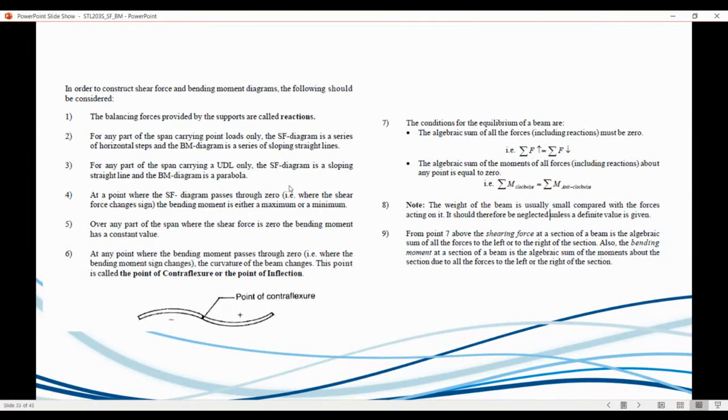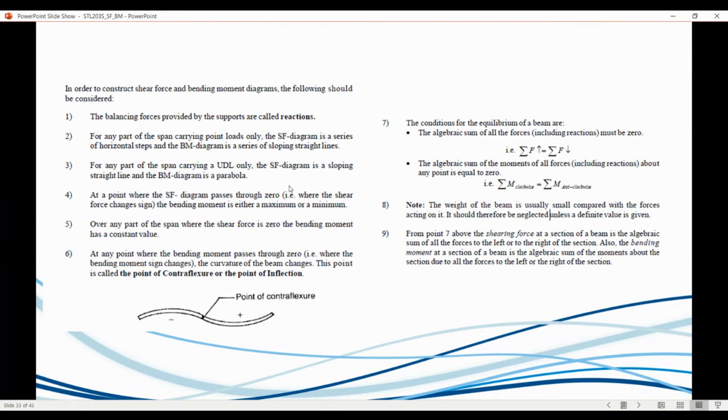That's normally the case. Another important thing is something called the point of contraflexion or the point of inflection. At any point where the bending moment passes through 0, where the bending moment sign changes, the curvature of the beam changes. So basically, going from a negative bending moment to a positive one, there the bending moment is 0. What's important about that bending moment being 0? Why do you think that's important? To locate the point of contraflexion.